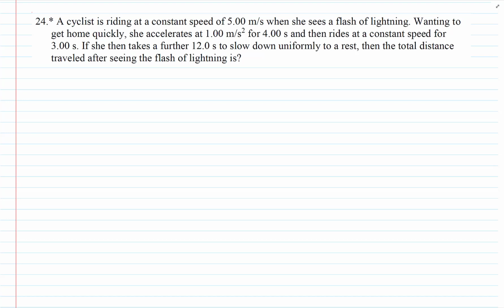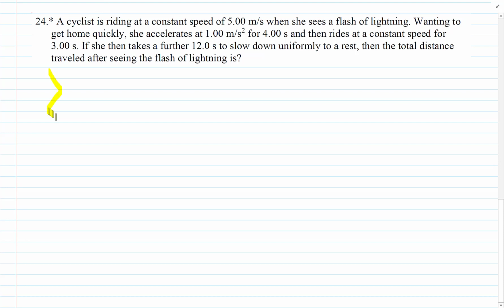So here we go. A cyclist is riding at a constant speed of 5 meters per second when she sees a flash of lightning. Wanting to get home quickly, she accelerates at 1 meter per second squared for 4 seconds, rides at a constant speed for 3 seconds, and then takes another 12 seconds to slow down uniformly to rest. What is the total distance traveled after seeing the lightning flash?